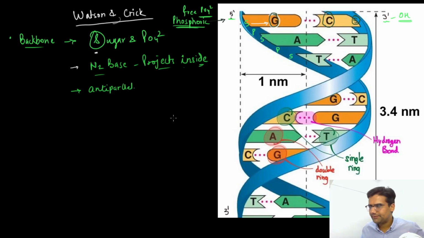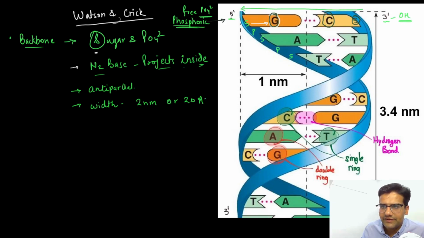Already described, the width of the DNA is constant. The width is 2 nanometer or 20 angstrom. So the width of the DNA is 20 angstrom or 2 nanometer.